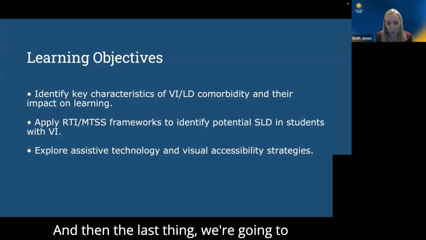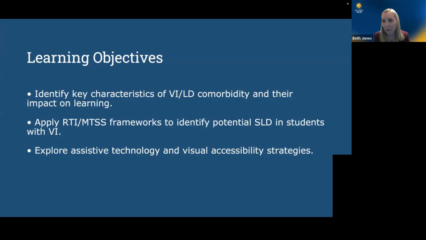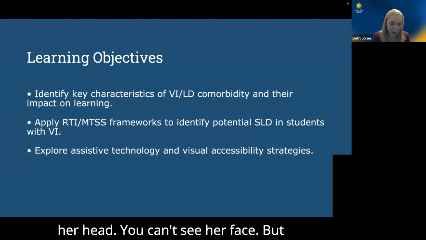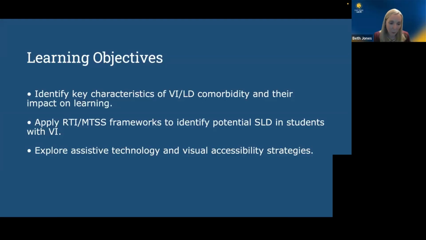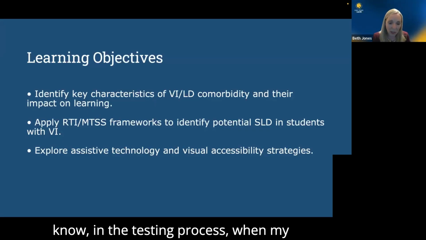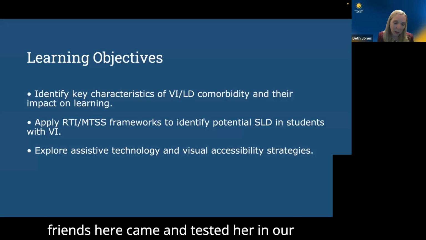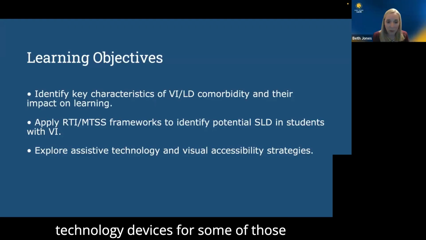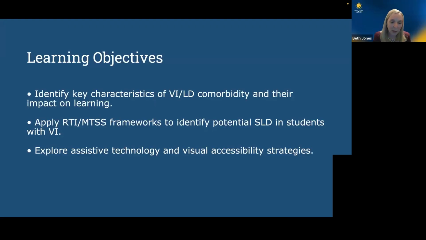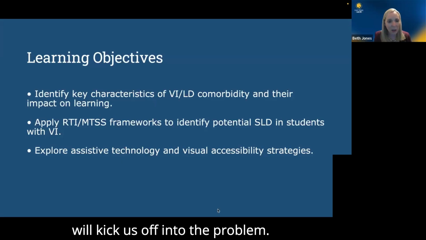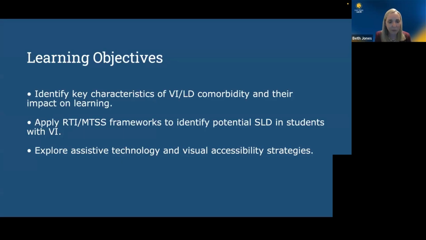And then the last thing, we're going to look at some assistive technology. Specifically, I have pictures of my daughter on here. It's just the back of her head. You can't see her face, but we'll look at how we use the assistive technology we have in our home in the testing process, when my friends here came and tested her in our home, and how we used those assistive technology devices for some of those subtests that we're going to talk about. So those are the learning objectives today. And then I believe the next slide will kick us off into the problem.